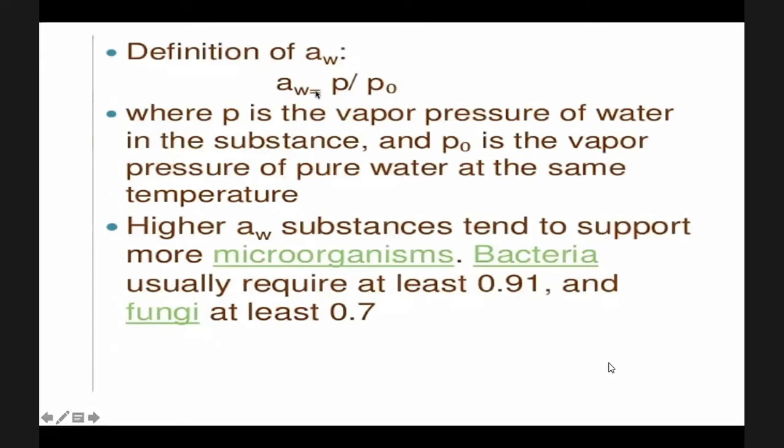So water activity is equal to P, which is the vapor pressure of the water in the substance, over P0, which is the vapor pressure of pure water at the same temperature. Higher water activity substances tend to support, take note of this, microorganisms. Bacteria usually require at least 0.91 water activity, and fungi at least 0.7. So meaning, if it's close to 1, usually it invites microorganisms to thrive in your food samples. So it should be lower than 0.91 for bacteria, and for fungi, at least 0.7.